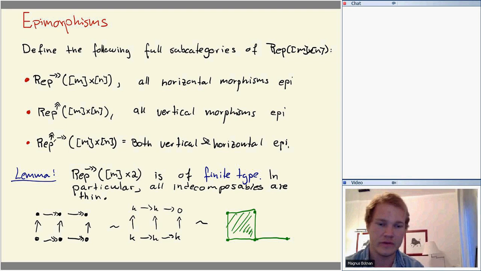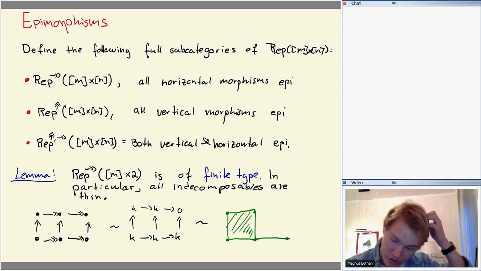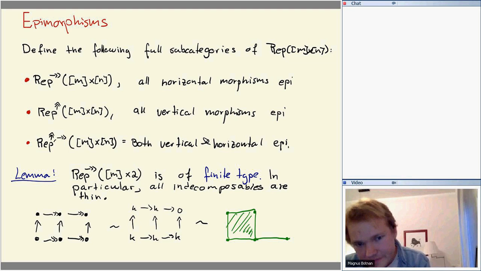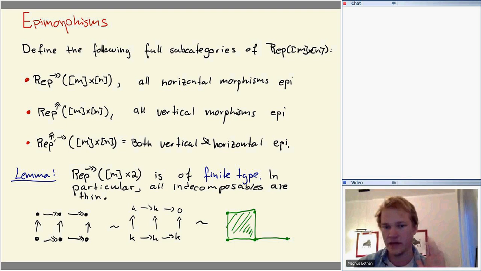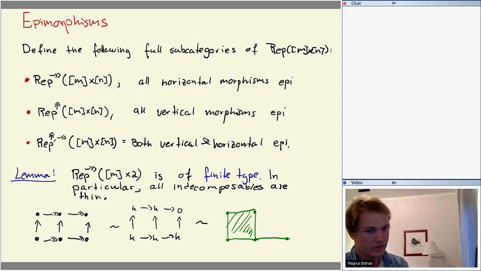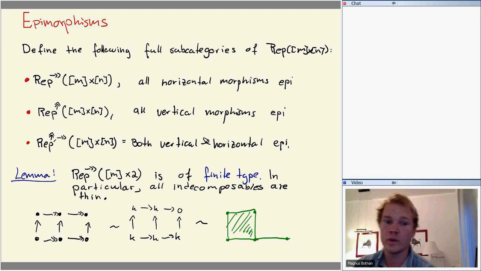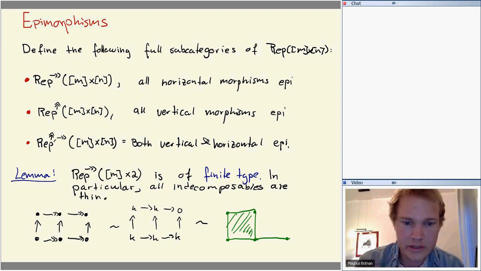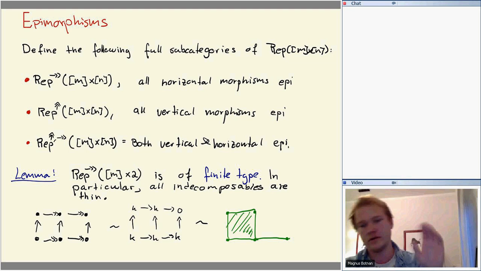For everything we proved before, we could go to vast generalizations far beyond multi-D stuff. And this one says that if you consider m times 2, where all the horizontal morphisms are epimorphisms, then this has finite type. So there are only a set number of indecomposables that would satisfy this. With the doubles being epimorphisms, they're all going to be thin. So you get this barcode kind of action. Here I've drawn 3 times 2. The indecomposables now look like a shape like this green one. So you have some k's up and then k's down, and we stop it to get these shapes.